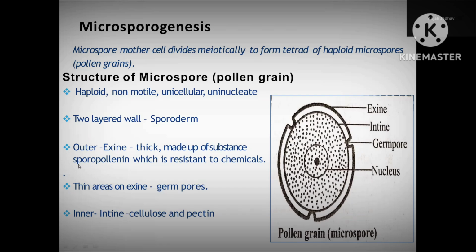Sometimes a question can be asked during the exam: write the function of sporopollenin. So what you have to write? This is a complex, non-biodegradable substance which provides resistance to the pollen grain from high temperature, strong acids, and alkalis. This helped them to remain well preserved in fossils.